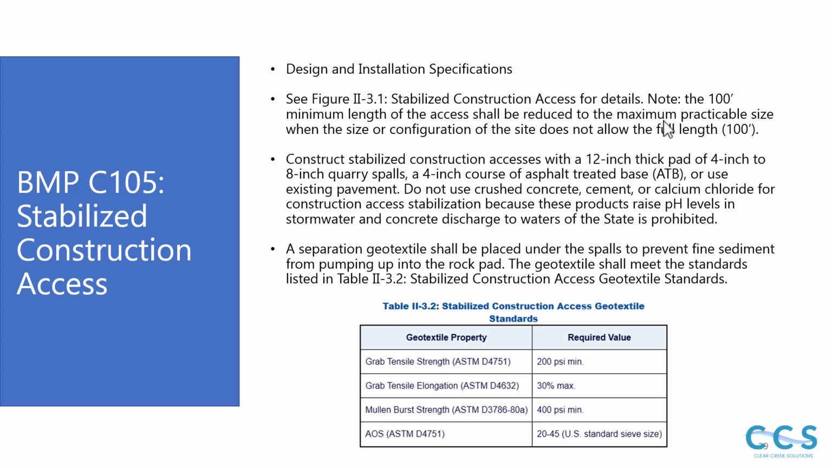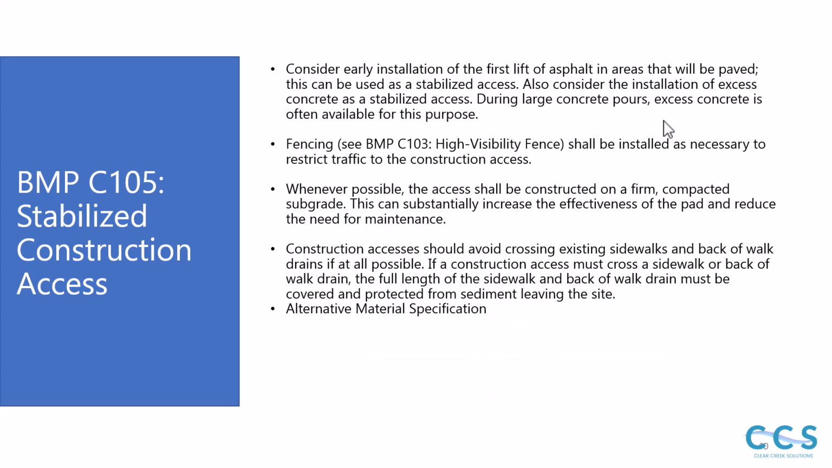So for the grab tensile strength of ASTM D4751, it's a 200 psi minimum. For the tensile elongation, it's a 30% max. For the Mullen burst strength, it's a 400 psi minimum. And then for the AOS of ASTM D4751, it's 20 to 45 of the US standard sieve size.